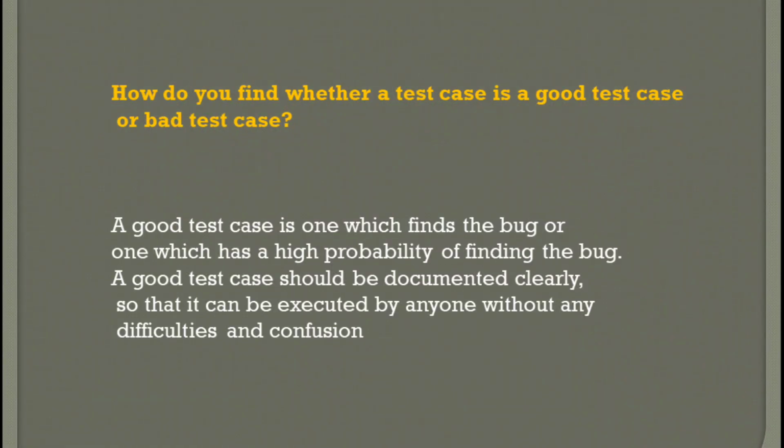Next question, how do you find whether a test case is a good test case or a bad test case? So the answer is, a good test case is one which finds the bug or has a high probability of finding the bug. So the test case should be clear-cut that there is a bug available, and the bug was found by that test case, so it is a good test case. If a test case contains only functionality checking, like opening and closing a dropdown or a checkbox, that is not a good test case. A test case needs to thoroughly test the functionality.